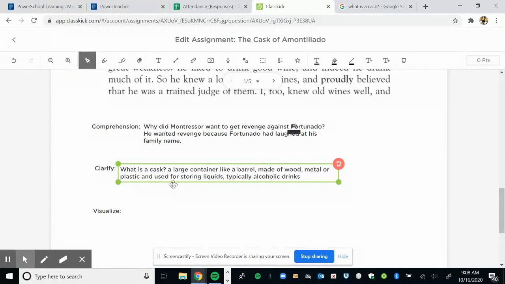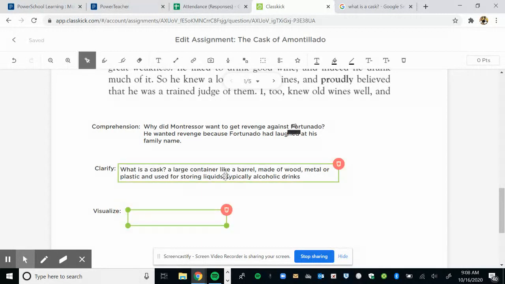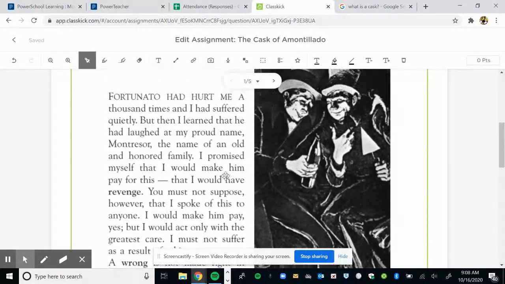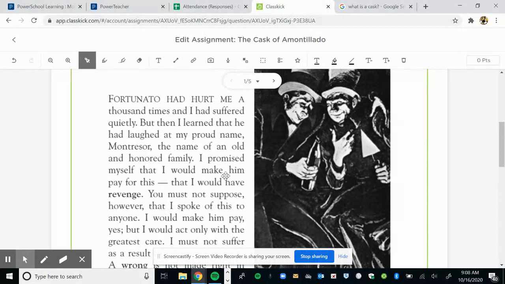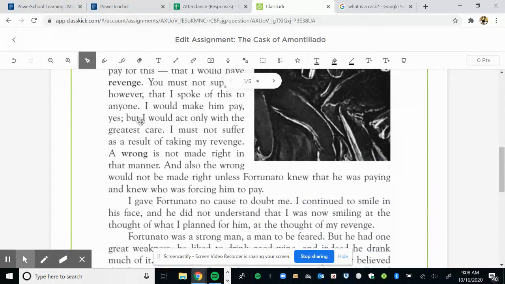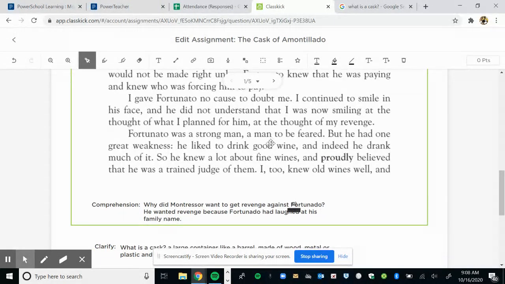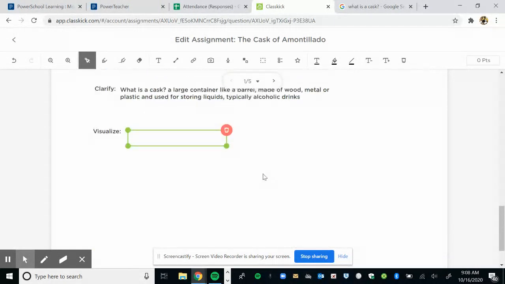The next thing we're going to do is visualize. As we read this page, what were you picturing in your head? That could be any number of things. You could be visualizing somebody getting revenge on someone. You could be visualizing somebody laughing at Montresor. You could be visualizing someone who really likes to drink wine.